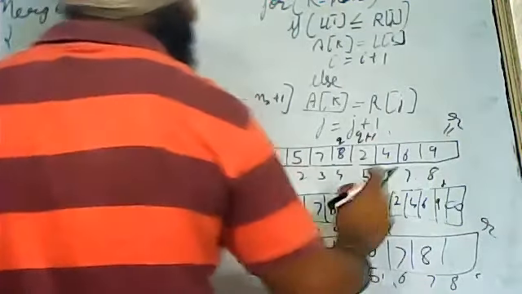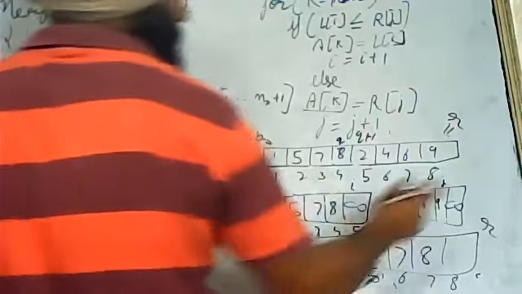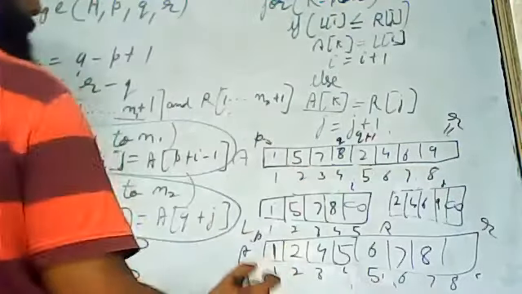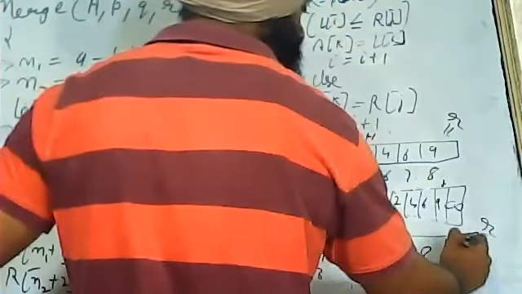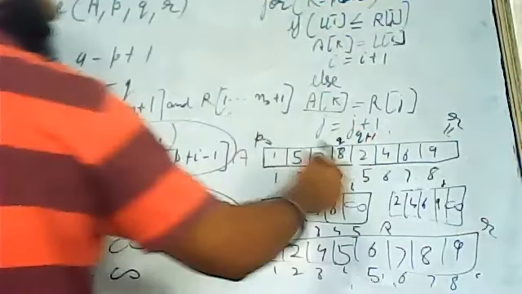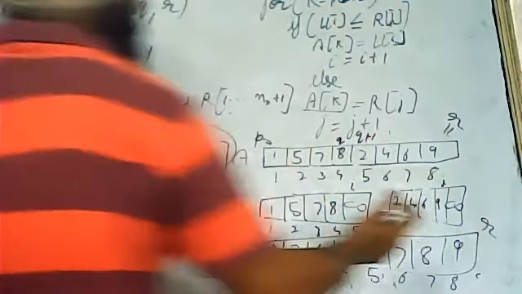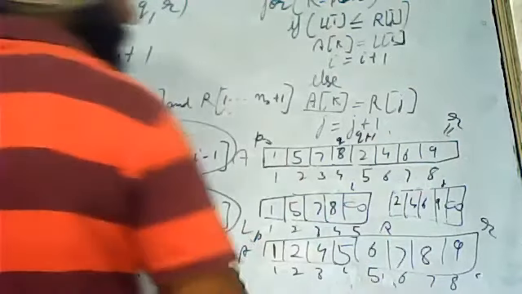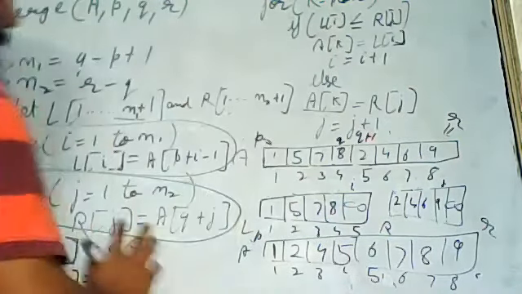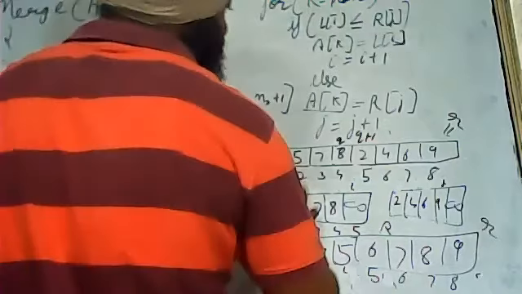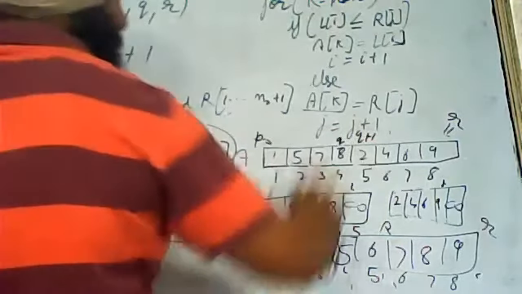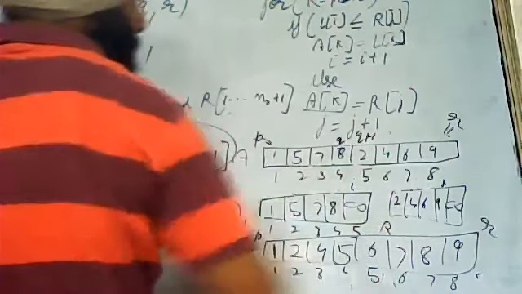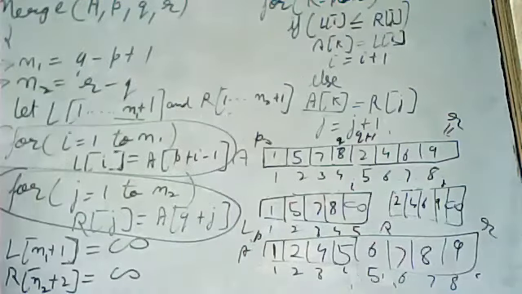Now, because only infinity is left, we need to compare it with the infinity. So 9 is smaller than infinity, 9 will get copied here and I will get incremented, but there is no point in doing that because our array is already sorted now. So what we have done here, we have used two sorted lists and sorted the whole list again. So this is the merge procedure.